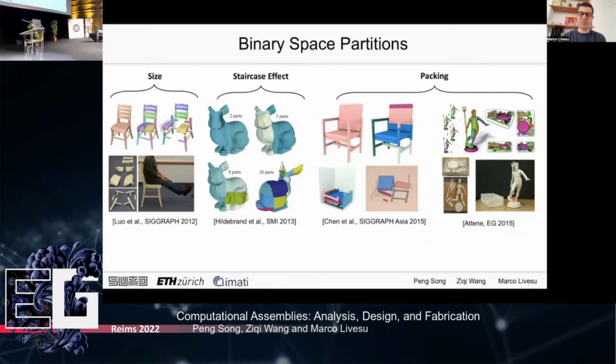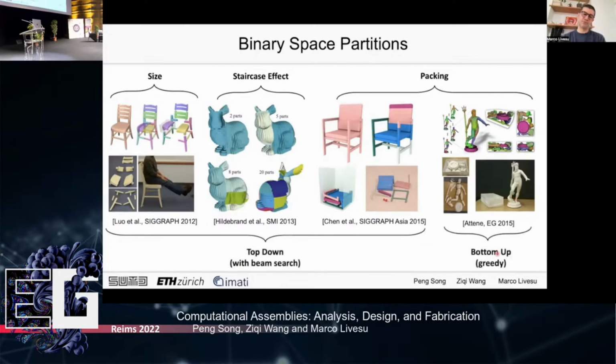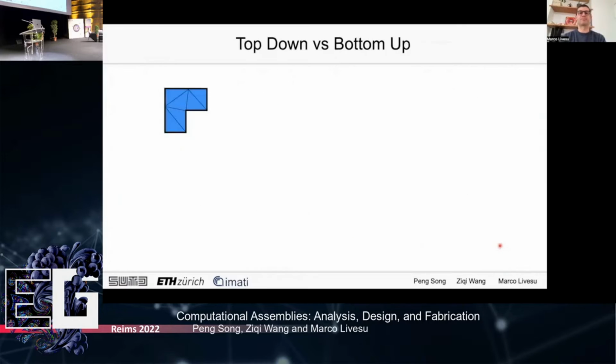From the point of view of methodology, we have mainly two families. We have binary space partitions that are created top-down using beam search to explore a bigger portion of the solution space. We'll say something about that. And there are also binary space partitions that are constructed bottom-up in a greedy way. So this is more or less what we have in the literature. Let's start with the bottom-up.